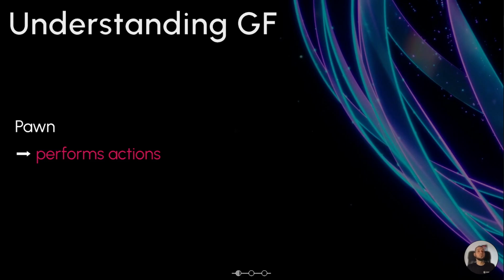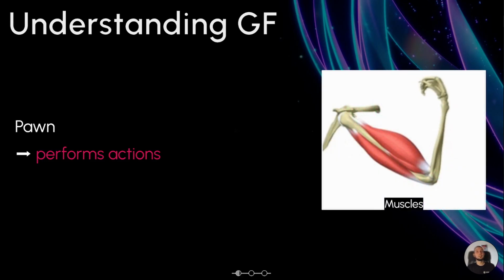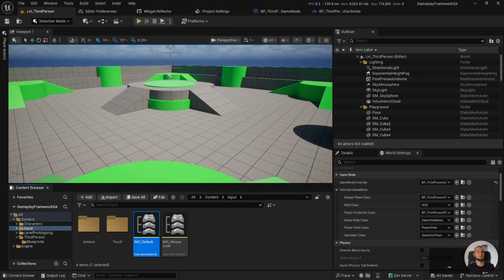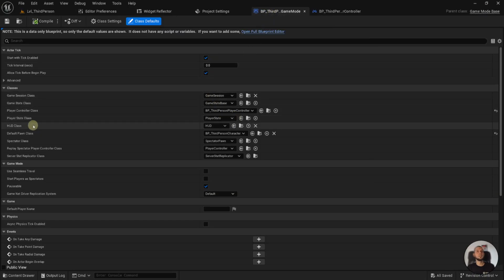Then the pawn, which performs actions like the muscles in the human body. And then we will go into the editor, again, starting from the game mode. We will find here the pawn, but here we actually see it is a character, not a pawn.